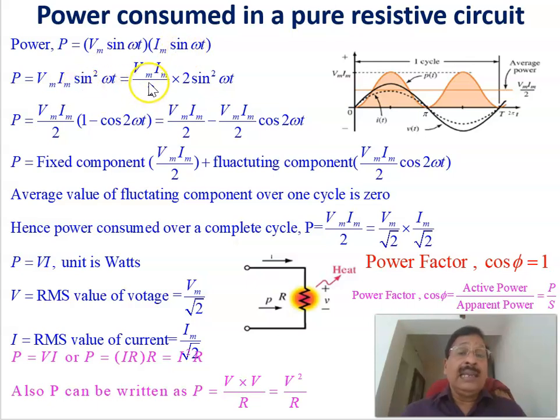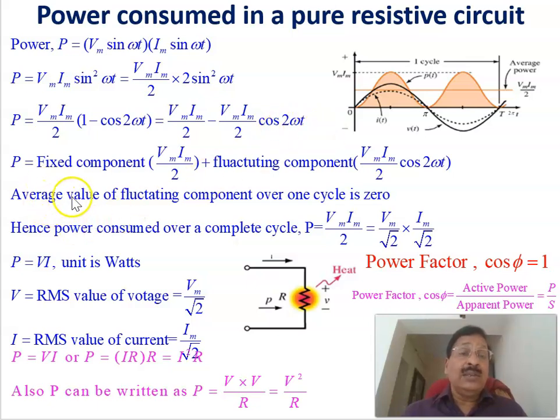Again, I can put it as Vm Im divided by 2 into 2 sin squared omega t, where 2 sin squared omega t can be represented as 1 minus cos 2 omega t. So Vm Im divided by 2 into 1 minus cos 2 omega t, and expanding this, we'll be getting Vm Im divided by 2 minus Vm Im divided by 2 into cos 2 omega t. Therefore, in the equation for the power, there is a fixed component Vm Im divided by 2, and there is a fluctuating component Vm Im divided by 2 cos 2 omega t.